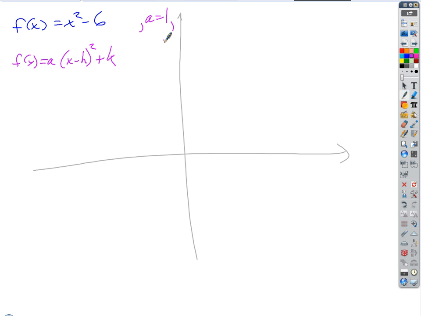What's h? Positive 0. It's 0. Who said 0? How come, Gage? Why is it 0? h is what's being subtracted from x inside the square, right? So isn't this the same thing as x minus 0 squared? You see what I'm saying? If I plugged in a value of 0 there, x minus 0 is just x, and so that would give me x squared, right? So h is 0.